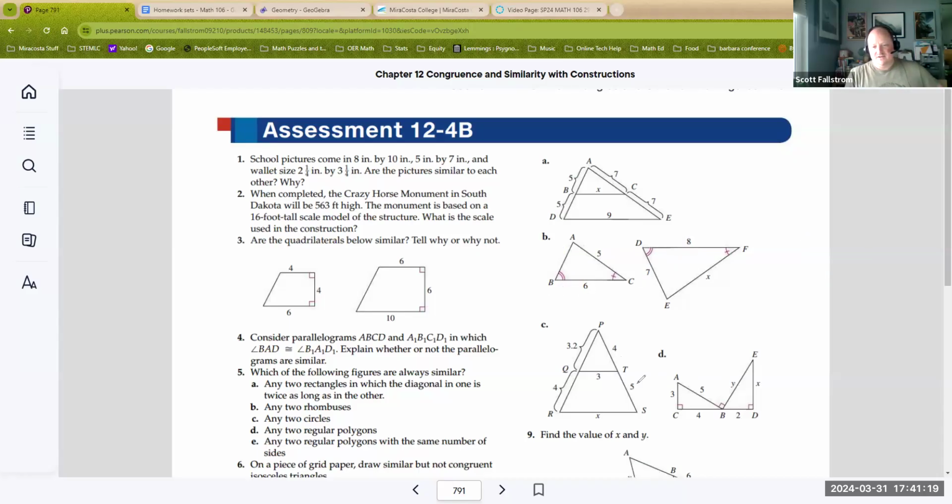Let's see here. C, what do I know? Ooh, I've got side and side, side and side, and then maybe an angle at the top. Looks like side angle side. I'm feeling pretty good about that, if the sides are proportionate.